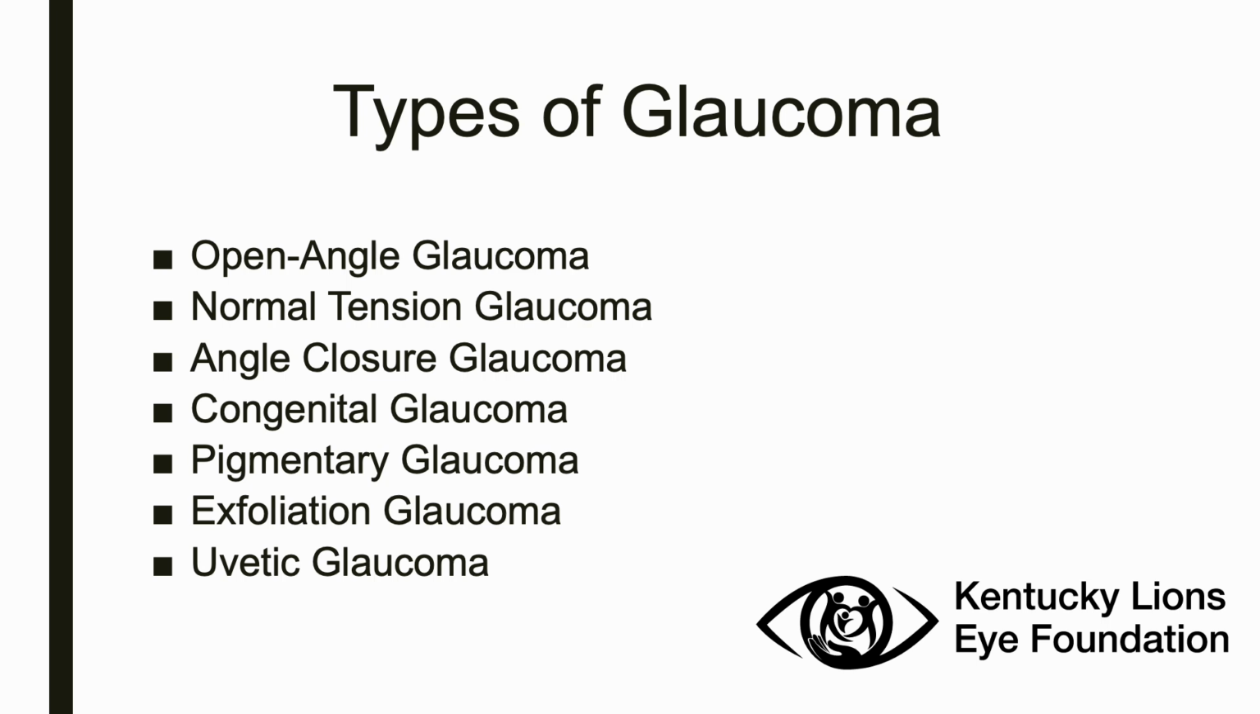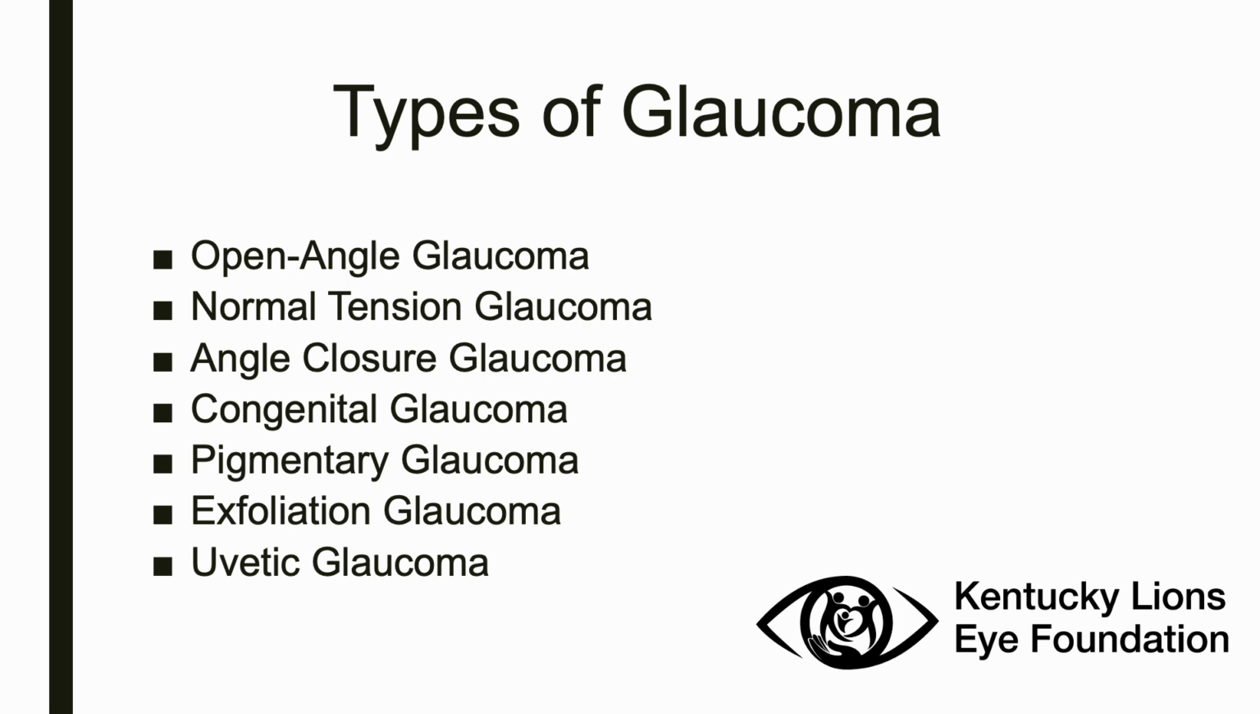Pigmentary glaucoma is a condition where the pigment from the iris of the eye essentially flakes off into the drainage system of the eye, creating buildup and can elevate the IOP. Exfoliation glaucoma is a condition of secondary glaucoma where an abnormal amount of protein is built up in the eye that causes blockage of the drainage system, also affecting the IOP.